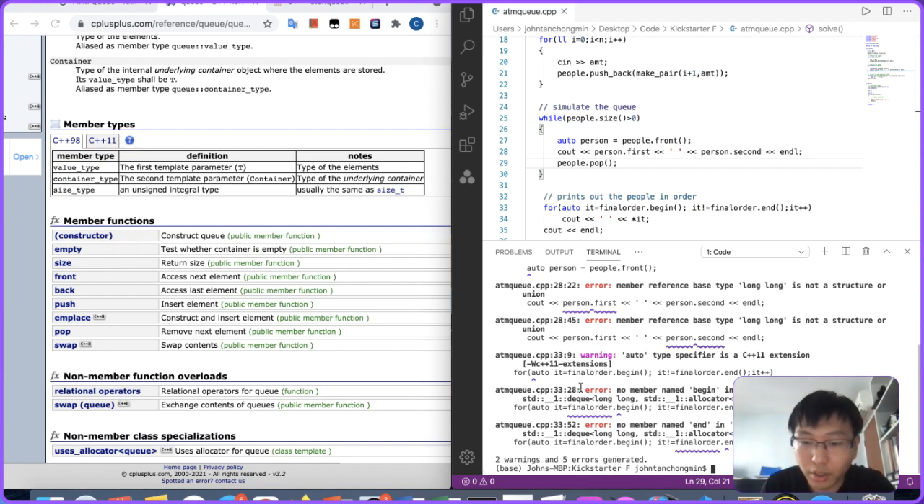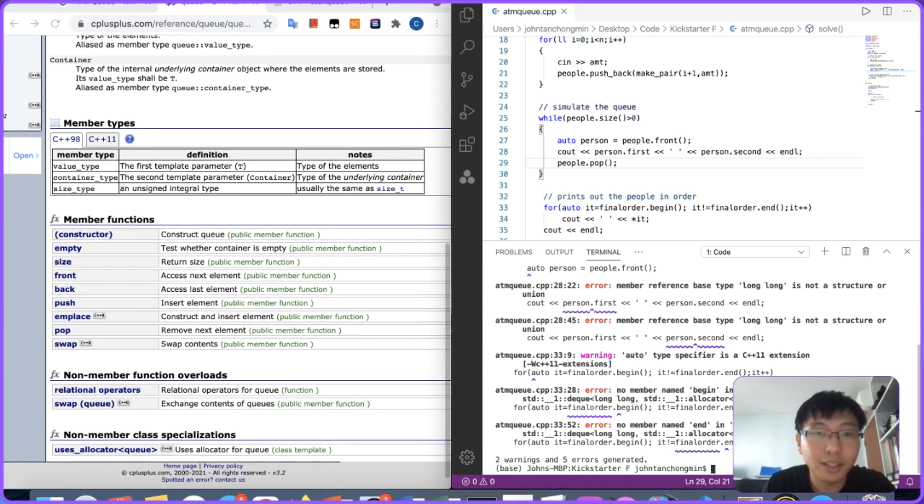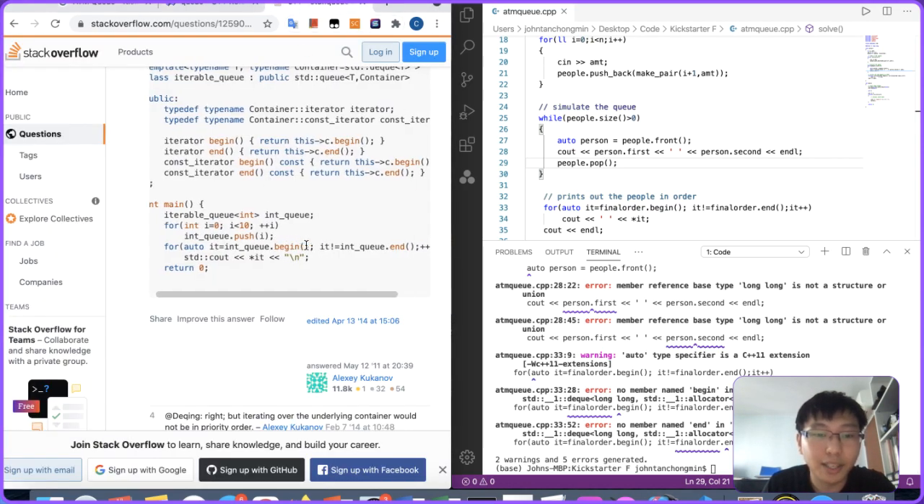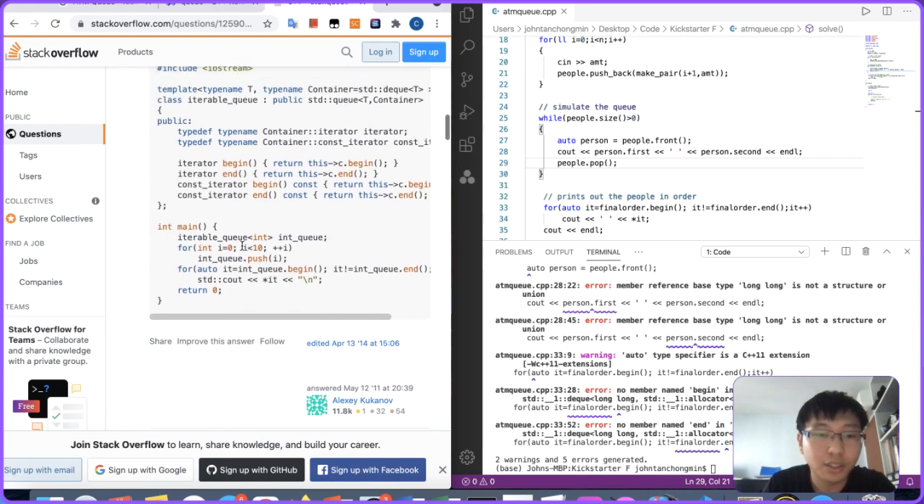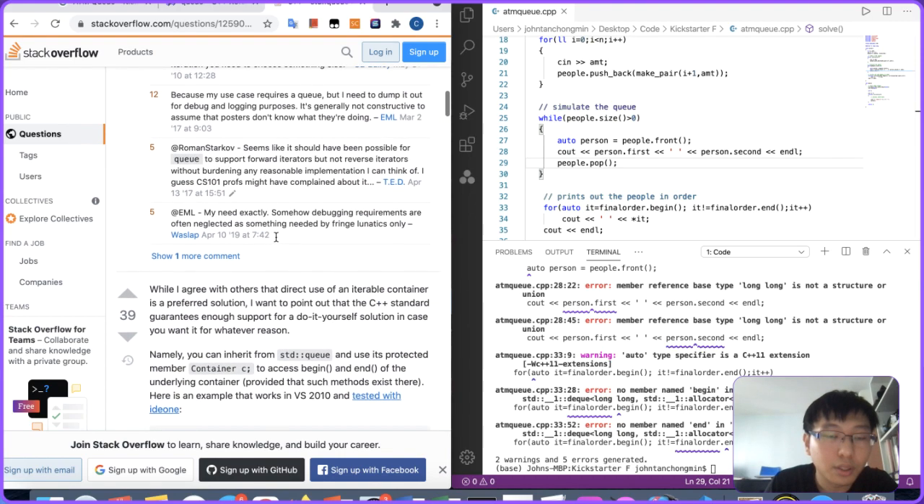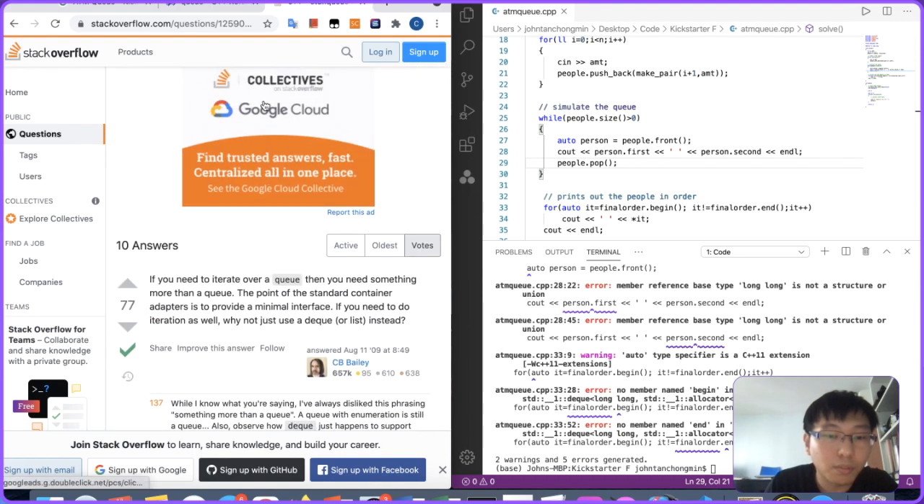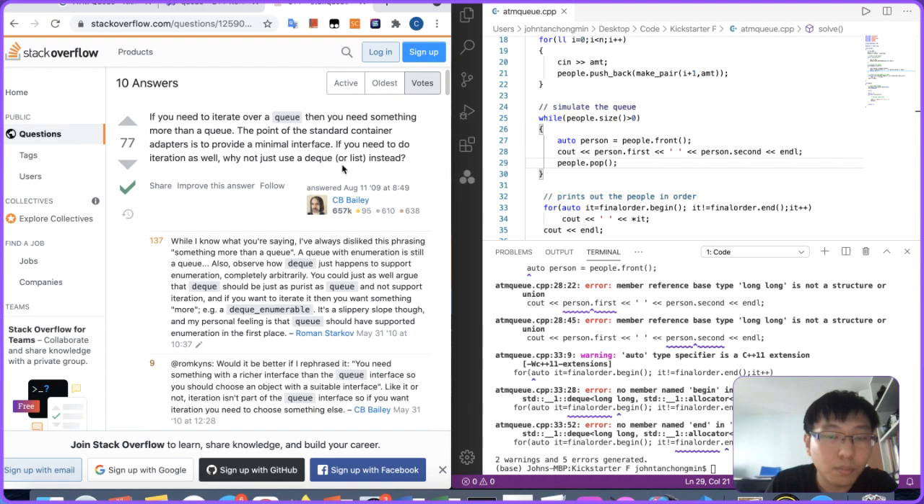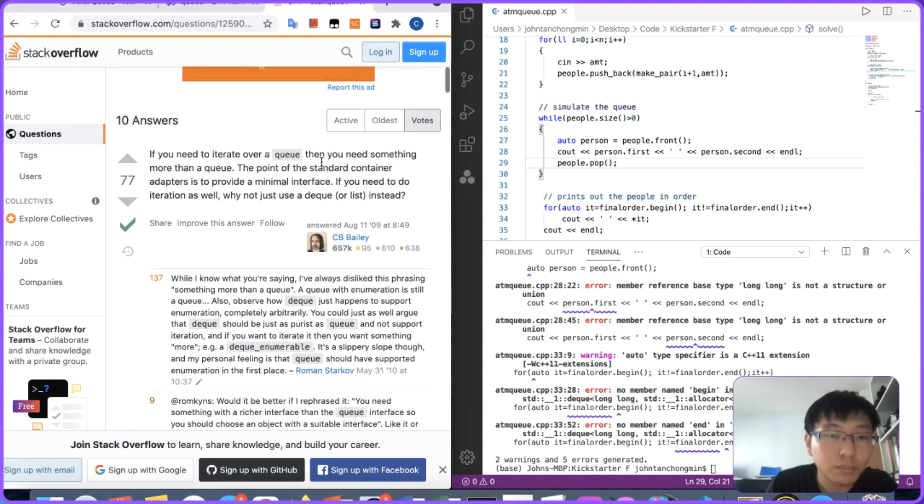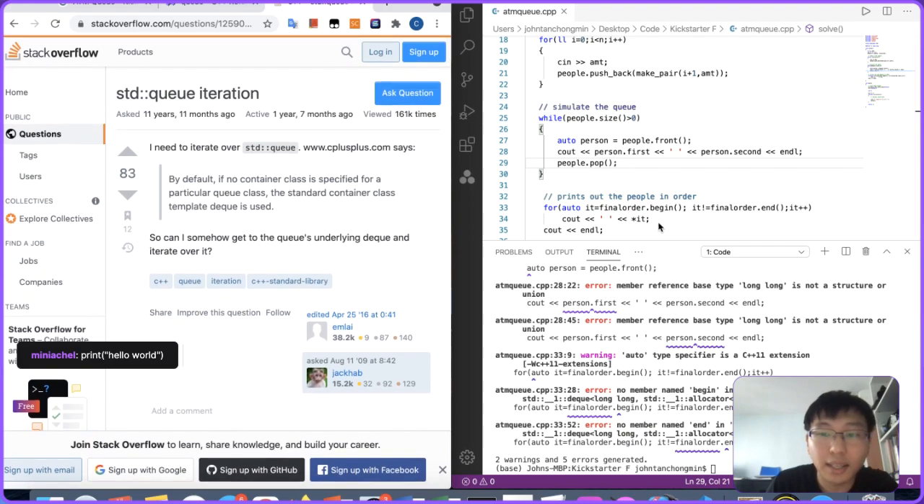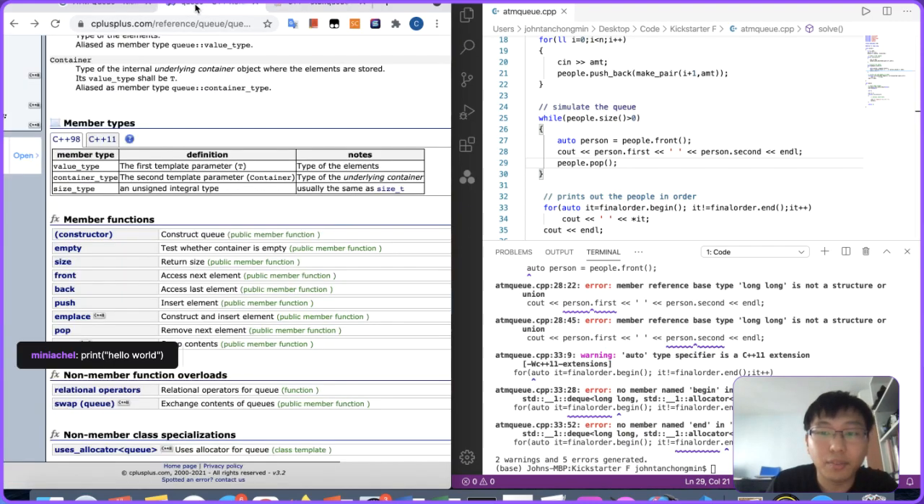Auto is okay. This one is okay. This warning, so error, no member named begin. There's no begin in the queue. There should be. I mean, a queue definitely has a begin and an end, because it's a structure. You see. Oh, unless this is an iterable queue. Yeah, looks like I cannot do the iteration like that. I might have to pop one by one.